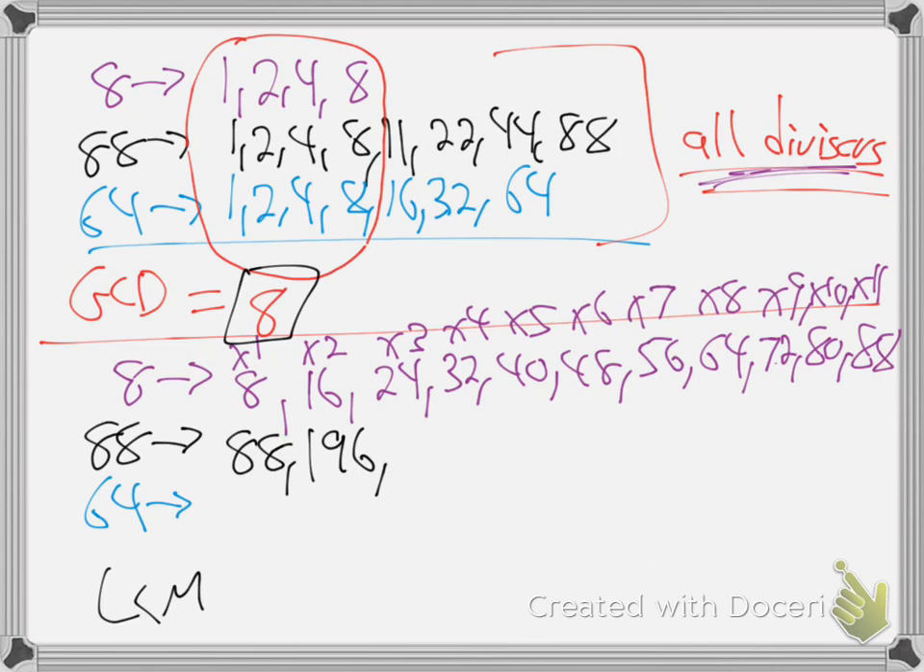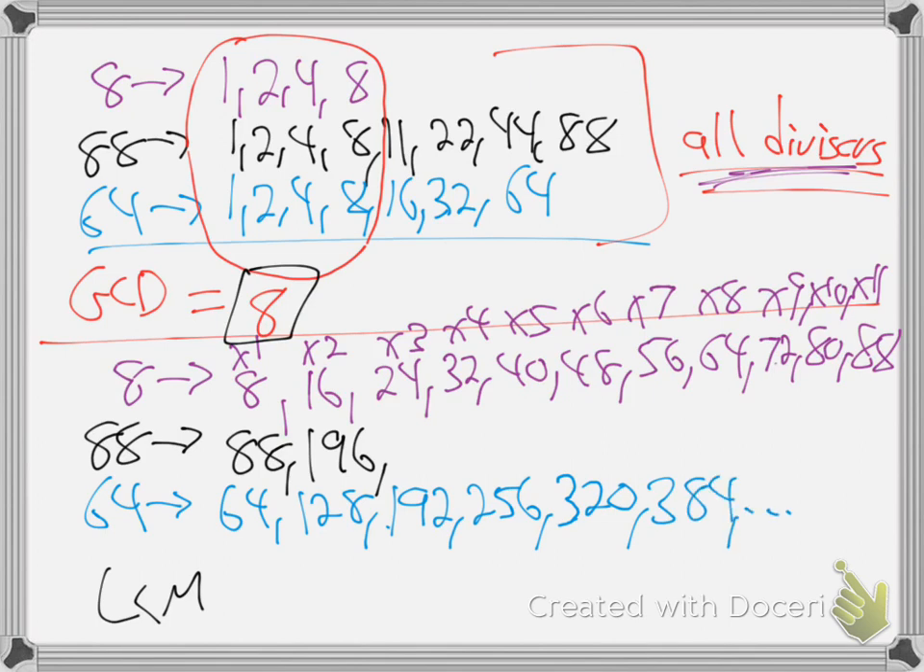64 times 1 is just 64. Times 2 is 128. Times 3 is 192. Times 4, is it 256? 256. Times 5, 320. Times 6, 384, I think. Anyway, on and on it goes.